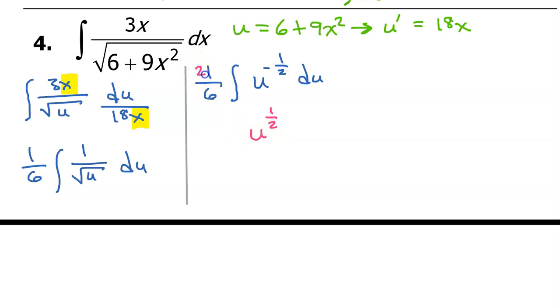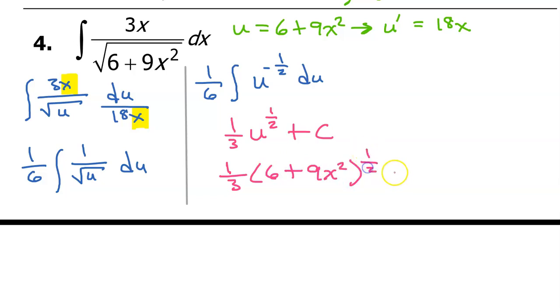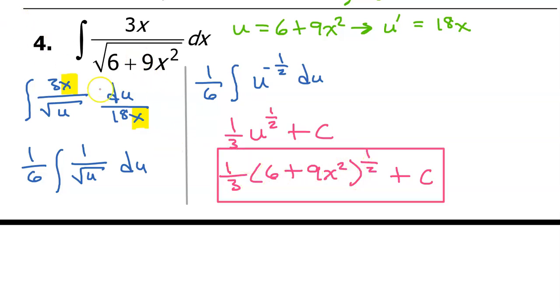So multiplying by 2 would be like having 2 over 6. Let me just do that mentally. 2 over 6 will become 1/3. And then plus c. Remember that u is 6 plus 9x squared. So I will have 1/3 times 6 plus 9x squared to the 1/2 power. And yes, I could have put a square root over this if I wanted to, but for now, I'll just leave it like this.